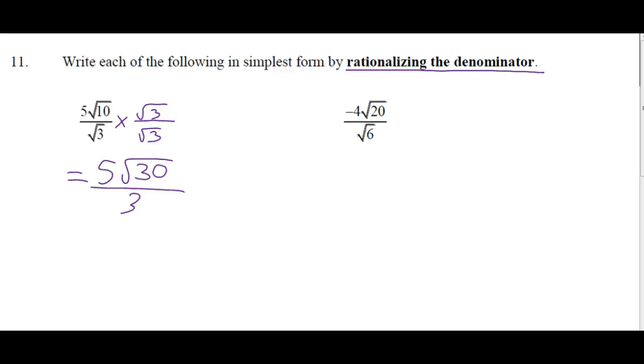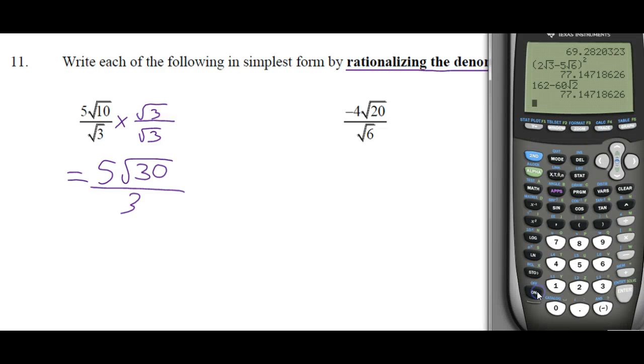Nope. 4 isn't going to do it, 9 isn't going to do it, 16, no. That's it. Okay, so what have we got? 5 root 10 divided by root 3. I'm going to be lazy and just hit enter, so I don't have to get out of the root sign. That's 9.128. Now 5 root 30 divided by 3, what should I get? 9.128. So, yeah, same, right? Good.